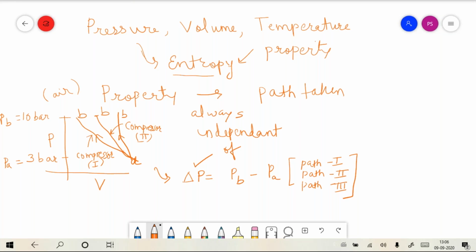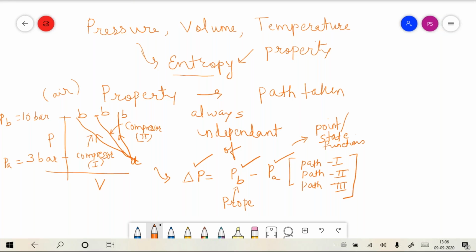Why is that so? That is because this PB as well as this PA are point functions, or state functions. They are not path functions. It means that they are properties of the system.